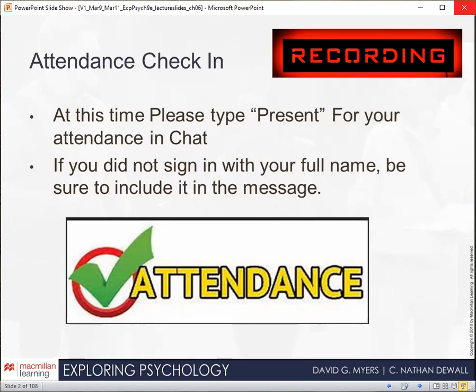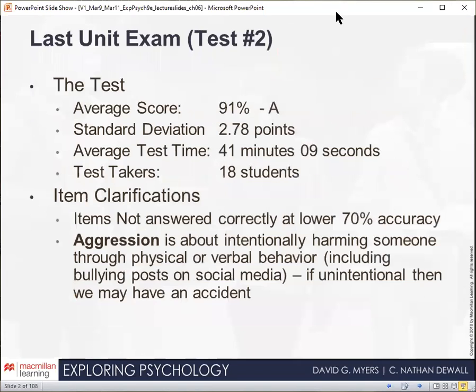What we normally do at this point in class is a review of the last items that we covered in the course. This is the start of a new unit, so we've just completed a unit. That normally means we do a quick review of the test, looking at some items that may have been somewhat problematic for you and things of that nature.